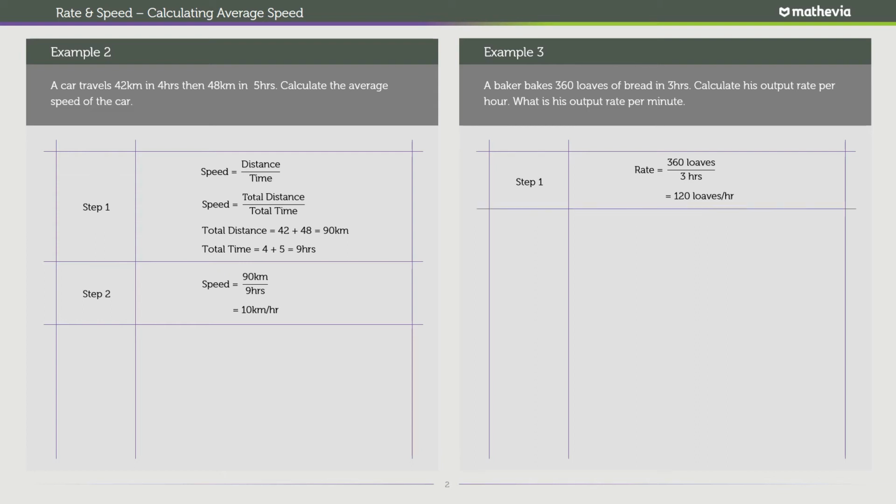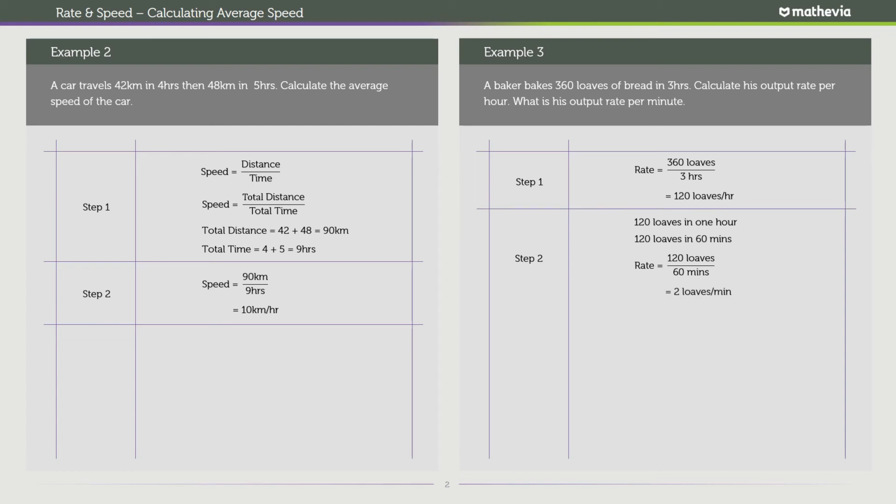Then we were also told to calculate his output rate per minute. From what we just did, we have him doing 120 loaves every hour. What this means is he does 120 loaves every 60 minutes, because we have 60 minutes in an hour. And to find his rate per minute, we just divide 120 loaves by 60 minutes, and what we have is 2 loaves per minute.